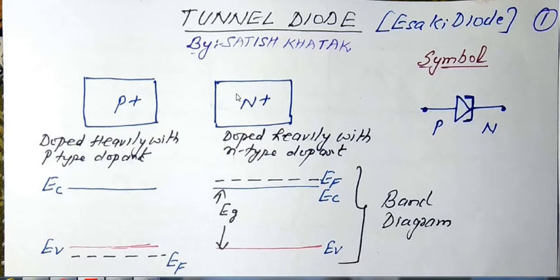Also in N sample, as it is also very heavily doped with donor impurity, the Fermi level in this case will be above the bottom of the conduction band, which we can see here. This is the energy gap between conduction and the valence band. So this is the band diagram for these two semiconductor materials. P plus N plus here indicates that these are doped heavily.